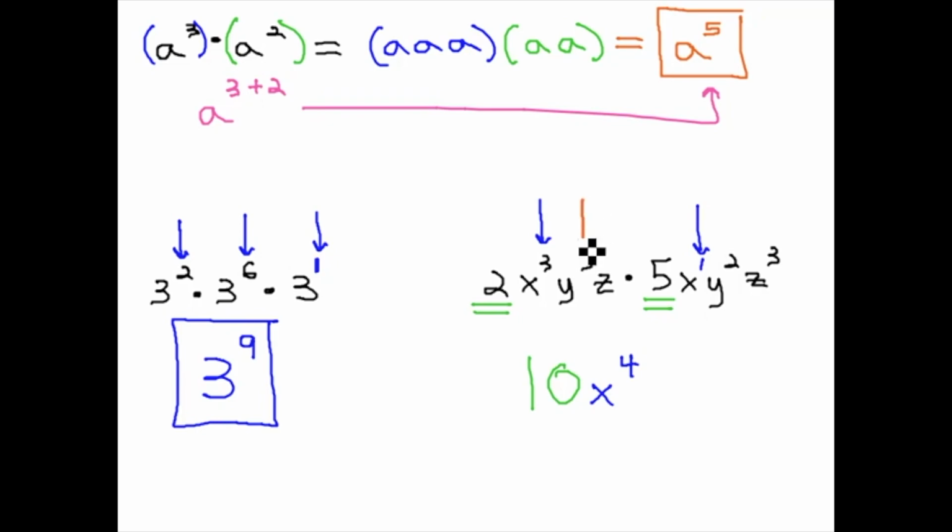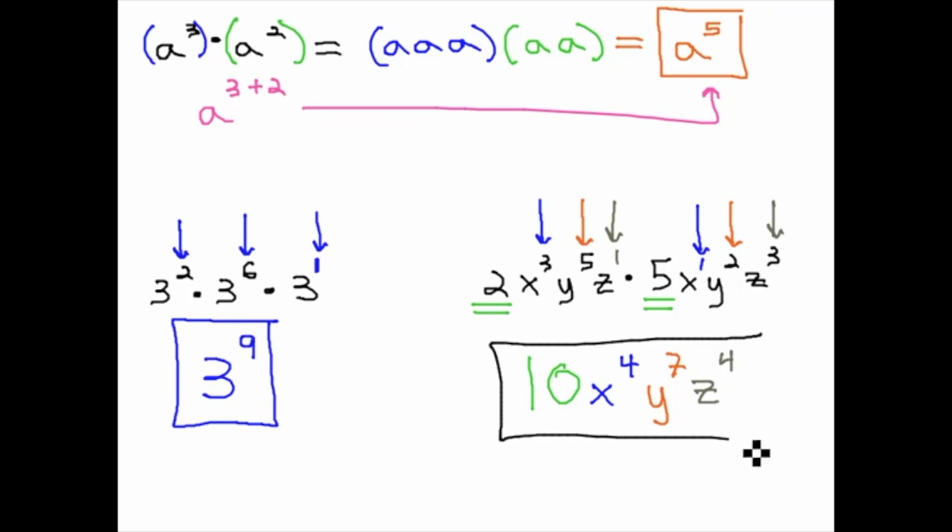Similarly, on the y's, we have y to the 5th and a y squared. Total multiplied together, 5 plus 2, are 7 y's. So we have y to the 7th. Also, on the z's, we've got z to the 1st times z cubed. The total number of z's multiplied there are 4. 3 plus 1 is 4.